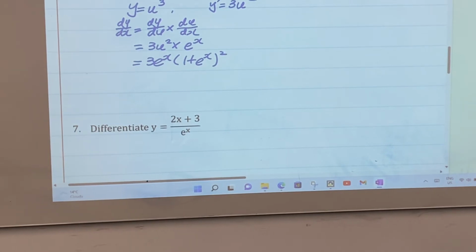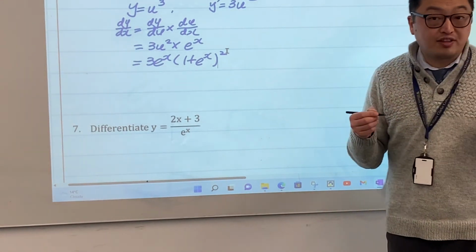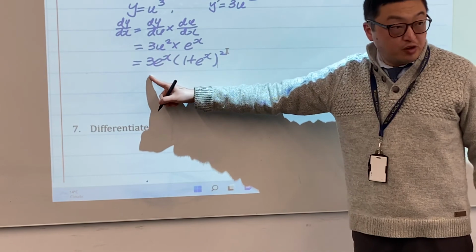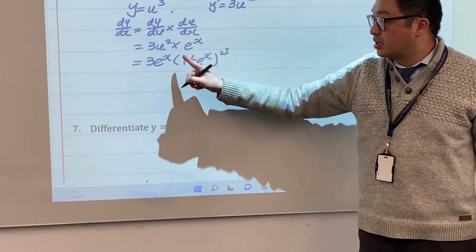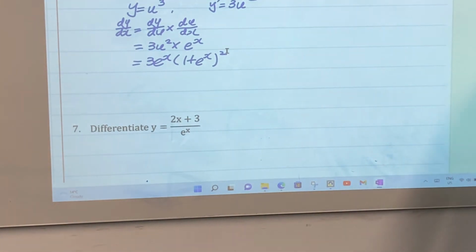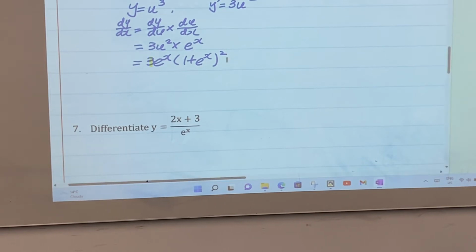Now once again in the exam, you don't have to write in this extreme detail. What I have done is: power comes to the front, differentiate the bracket, I get e to the power x, copy down the bracket, power drops by 1. We should be familiar with the process by now. So that's it. That's your final answer as a derivative.